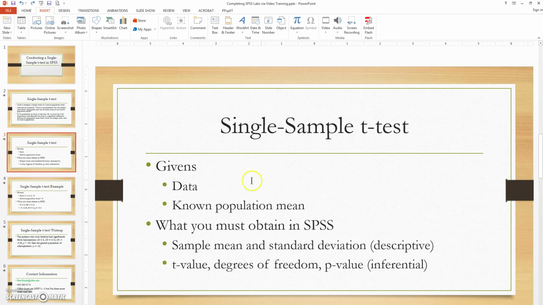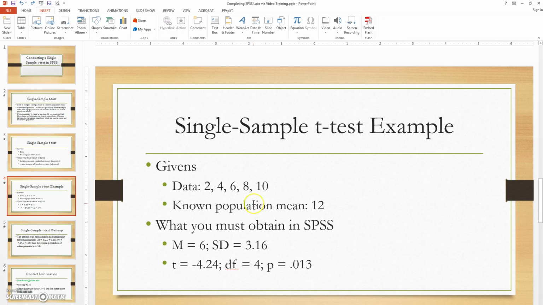In any given example, you're going to be given data that you will be analyzing, and you're going to be comparing that data to a known population mean, which you'll also be told or given. When you put this information into SPSS, what you must obtain from SPSS is the sample mean from the data that you're given, and the sample standard deviation. Those are the descriptive statistics. You'll also get from SPSS the t-value that is calculated, the degrees of freedom, and the p-value. In class, those are the things that you calculate and look up in the back of your book. SPSS will just do those for you.